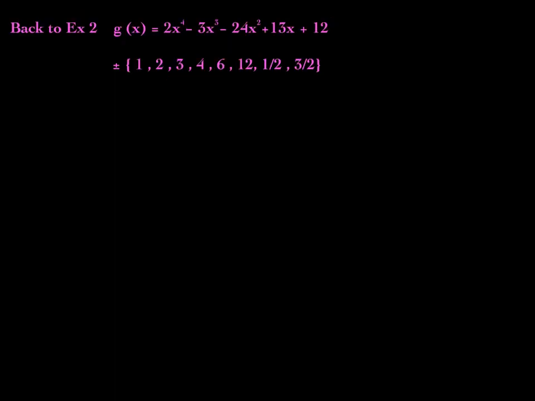All right, cool. I hope you guys are having fun. Now let's go back to example number 2. Example number 2, we were looking at this function here. We used the Rational Zeros Theorem, P over Q, to get this list of possible rational zeros. Let's start going through this list, and let's see if you and I can stumble upon a zero using synthetic division. Let's start with the number 1. My coefficients are 2, -3, -24, 13, and 12.